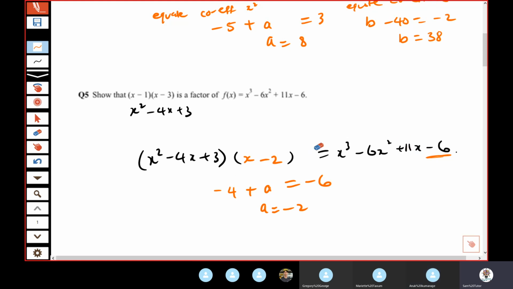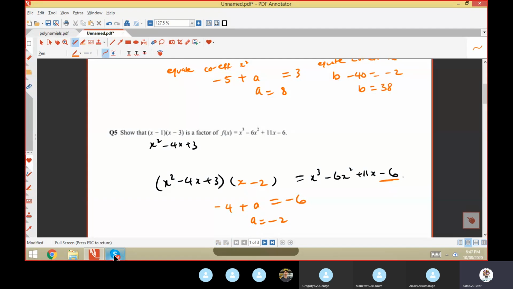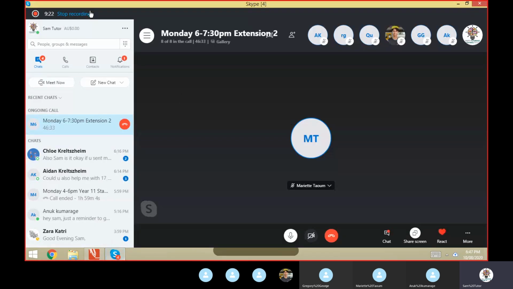If you want, you can expand it as well, and you can get 11x. Look, that's plus 8x, plus 3x. 8 plus 3, 11x. So you can do it fairly quickly. Cool. All right, I think I'll stop it there, unless anyone's got any questions on that.